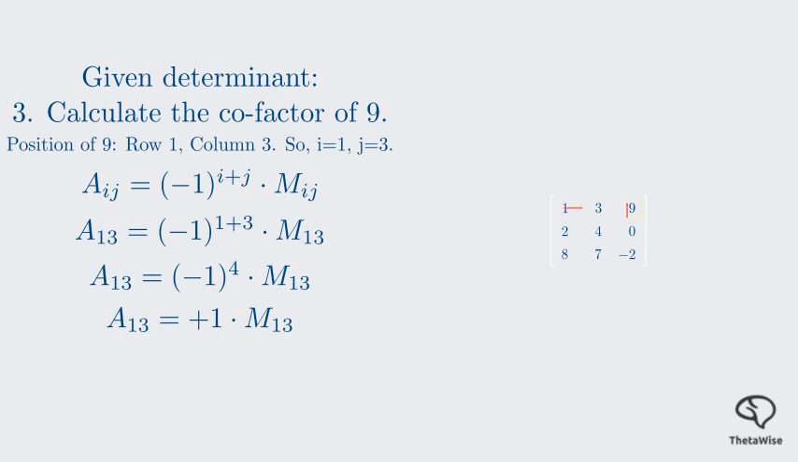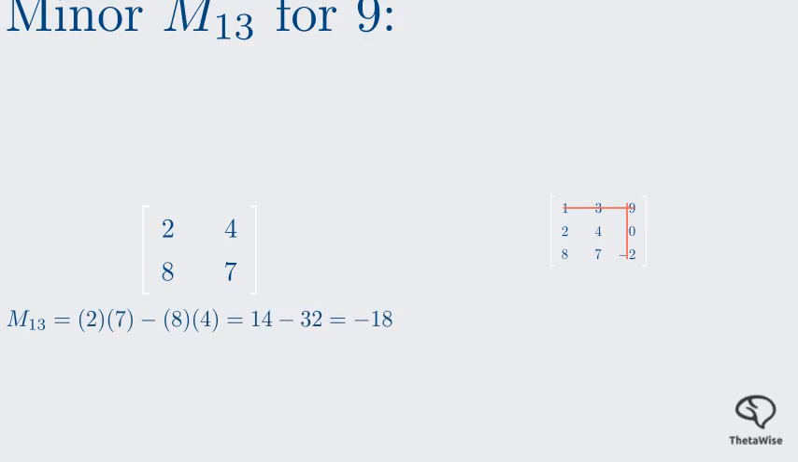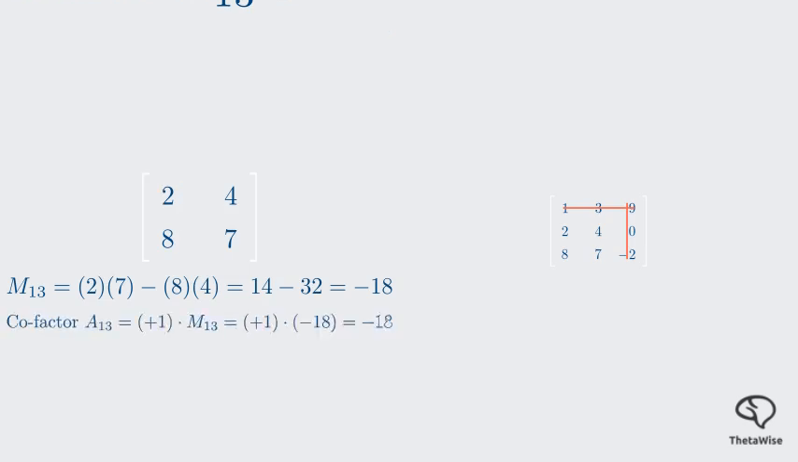Next, we find the minor M sub 1, 3 by crossing out the first row and the third column. The resulting minor is the determinant of the 2 by 2 matrix with elements 2, 4, 8, and 7. The value of this minor is 2 times 7 minus 8 times 4. This is 14 minus 32, which equals -18. Now we combine the positive sign with the minor. The cofactor A sub 1, 3 is +1 times -18, which is -18. Looking at the solution in the document, they also arrived at -18, confirming our result.